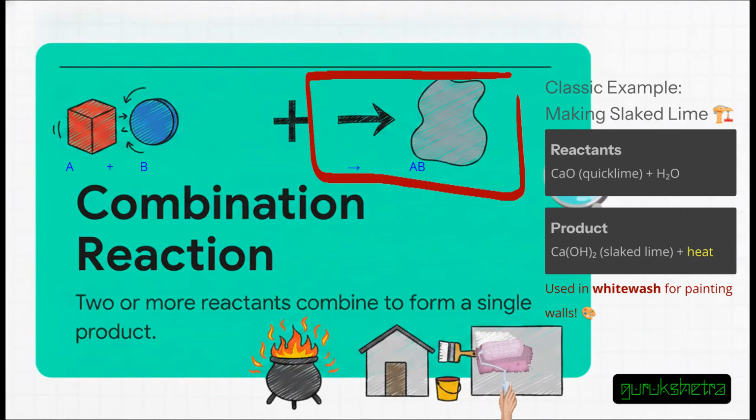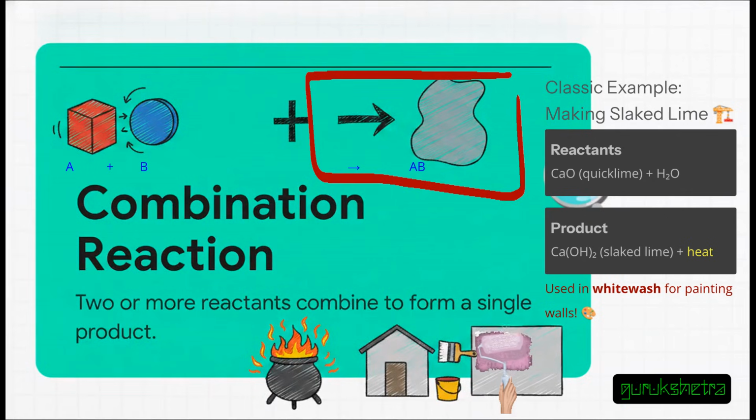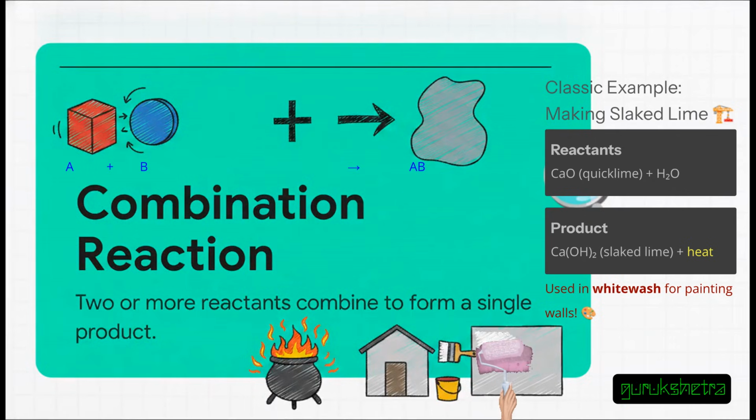A classic real-world example, and one you are definitely going to see on your board exams, is making slaked lime. Watch as I draw the equation out here. We take solid quicklime, which is calcium oxide, add liquid water, and they combine to form a single product, slaked lime, or calcium hydroxide. And this actually brilliantly illustrates a key chemical concept, because this specific reaction is incredibly hot. It releases a massive amount of heat, which is exactly why this mixture was traditionally used to create whitewash for painting walls.